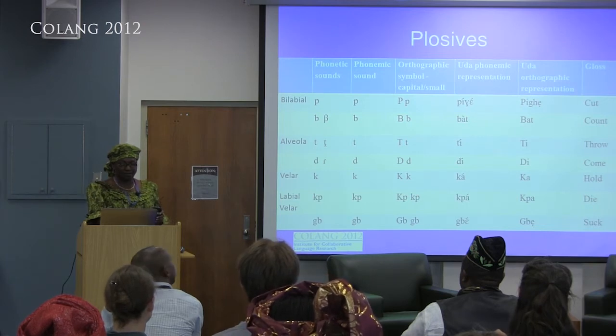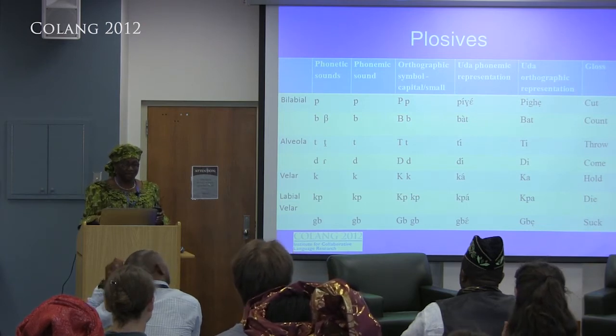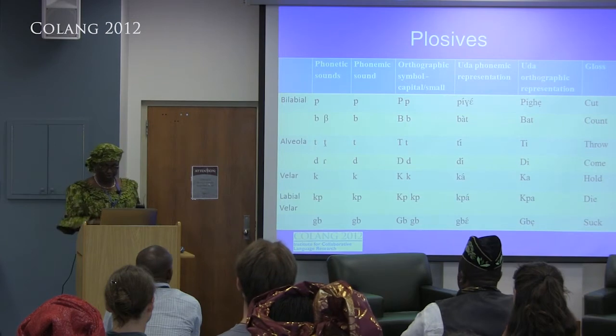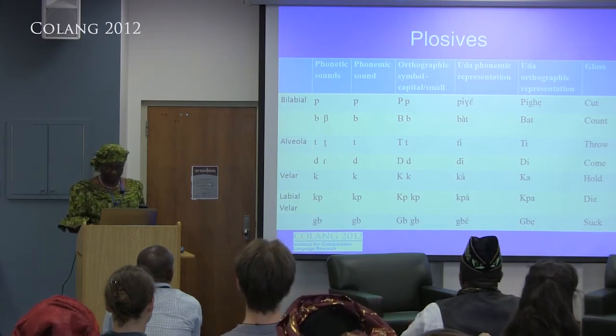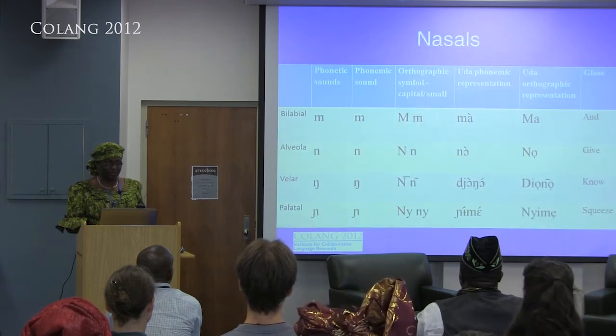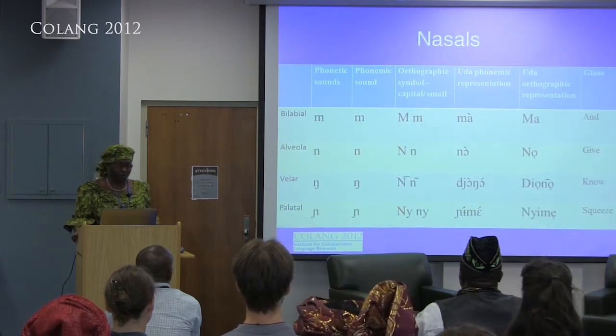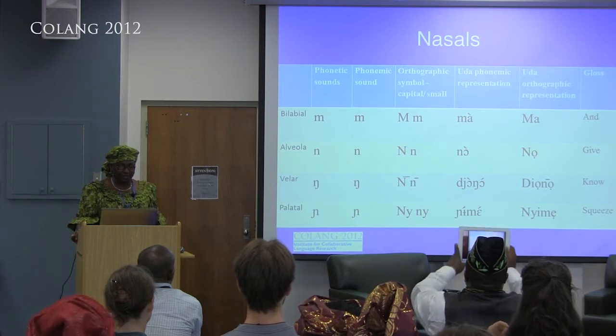the bilabial stops, even the P, also sometimes has an allophone of some sort. And the alveolar also has allophones. So wherever there's an allophone, we just represented them with one sound. And then we have four categories of the nasals.